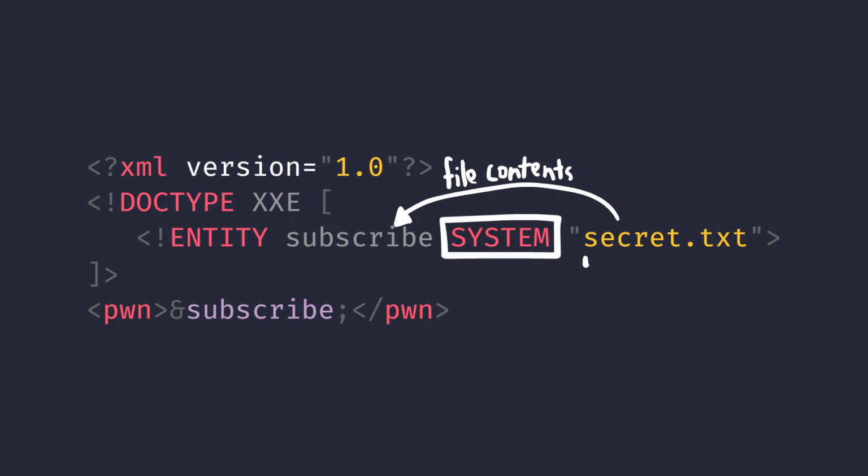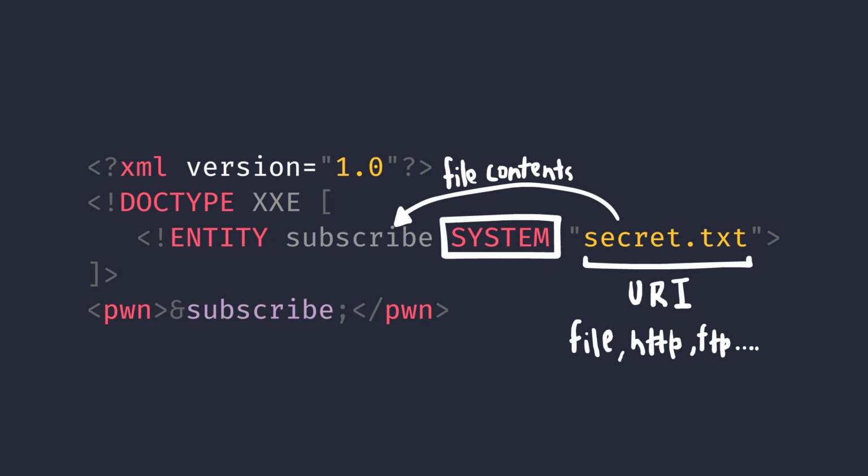Now coming back to the example, the last part you need to know is that the value of this entity is not secret.txt. Well, in fact, that's just the name of the file you would like to read from. The actual value is going to be calculated at the time of parsing. The file name doesn't have to be like this. XML accepts any valid URI, which includes file, HTTP, and other protocols.